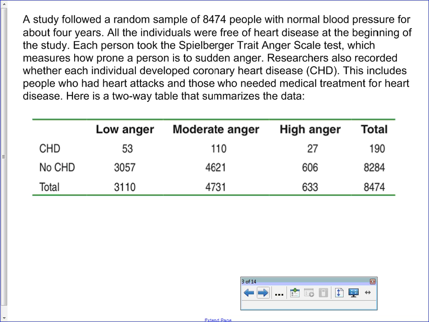The key is we made a single sample. We didn't have people who were angry and people who weren't angry. We sampled them, and then afterwards we divided them into these categories. So the question that we're going to ask is, is there an association between anger and heart disease, coronary heart disease?